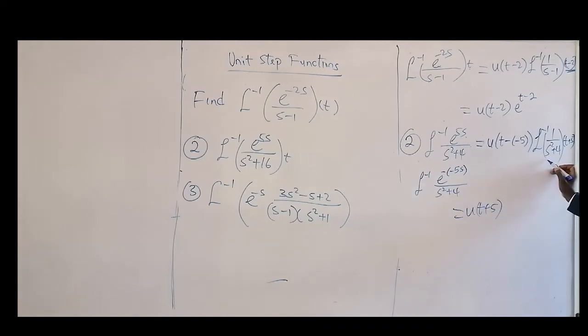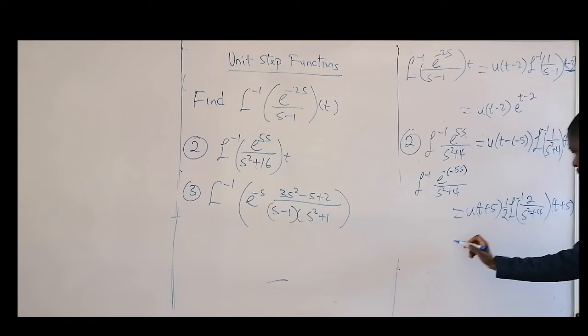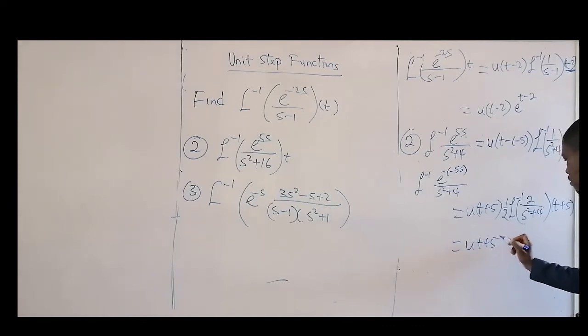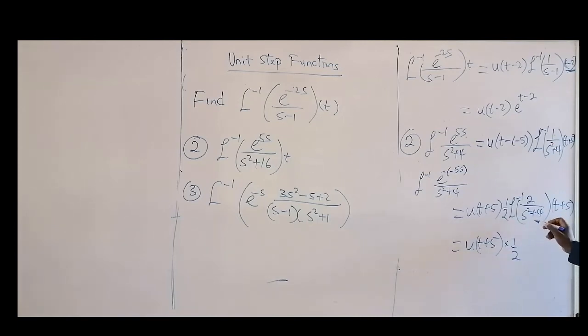Then for the inverse of this, we can manipulate it. If 4 is there, you must have 2 here. So 2 will be here over s squared plus 4, and that 2 you injected here, you have to cancel outside. And that will be equal to t plus 5 also. So your answer will now become u of t plus 5 times half, times sine 2t.